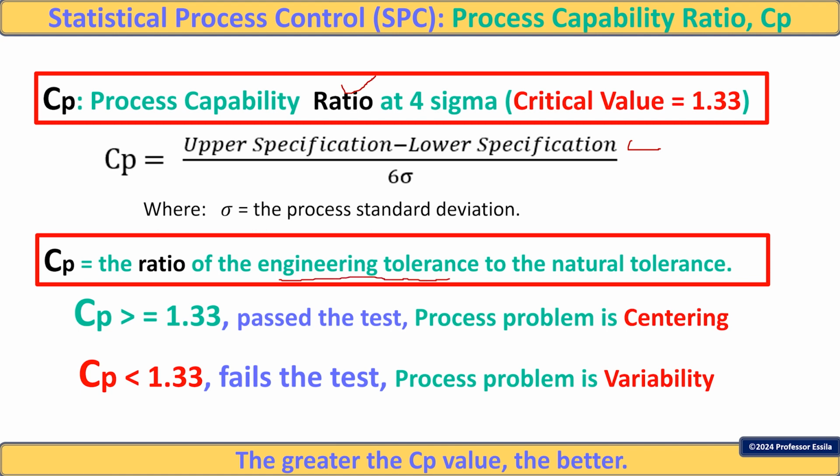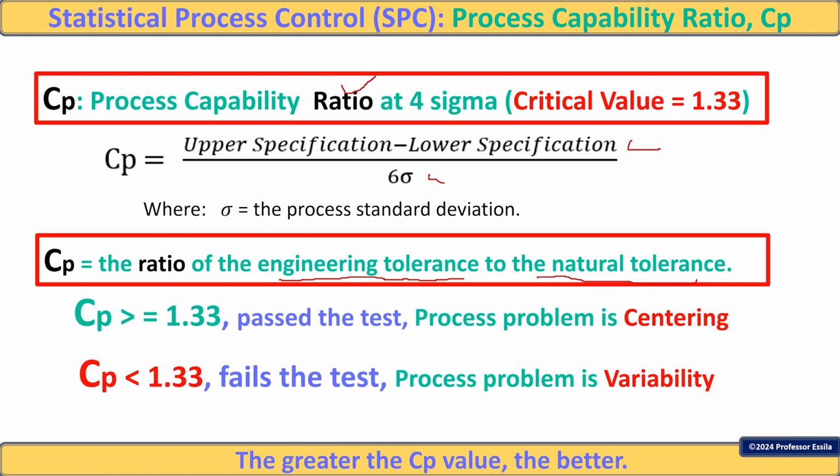or the specifications tolerance. So why do we call this the process capability ratio, not index? Because it is the ratio of the engineering tolerance to the natural tolerance. The natural tolerance is your 6 sigma here, and the engineering tolerance is the upper specification minus the lower specification, also known as the specification tolerance.